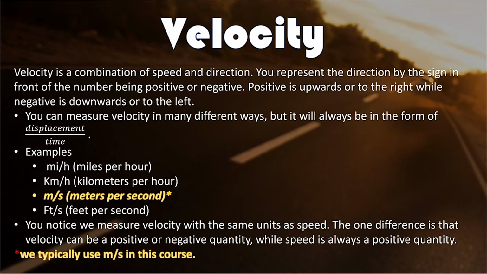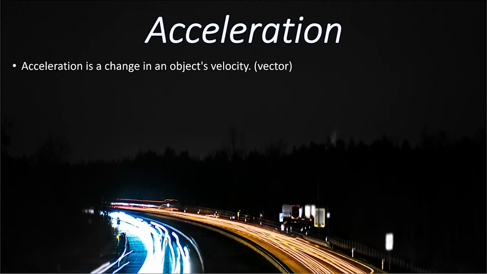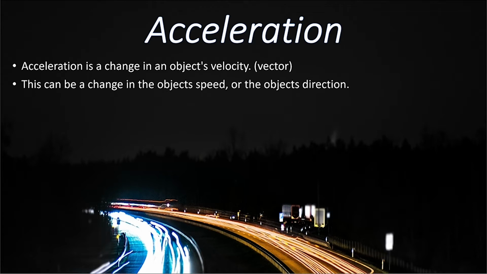And now that we have speed and velocity under our belt and we understand what's going on, let's talk about acceleration. And a lot of people get confused with acceleration, but acceleration is basically the change in the object's velocity. And acceleration is a vector because it's made up of velocity, and velocity is a vector, so therefore acceleration would be a vector. Now, acceleration can be a change in the object's speed, so it could be speeding up or slowing down, or it can be a change in the object's direction.